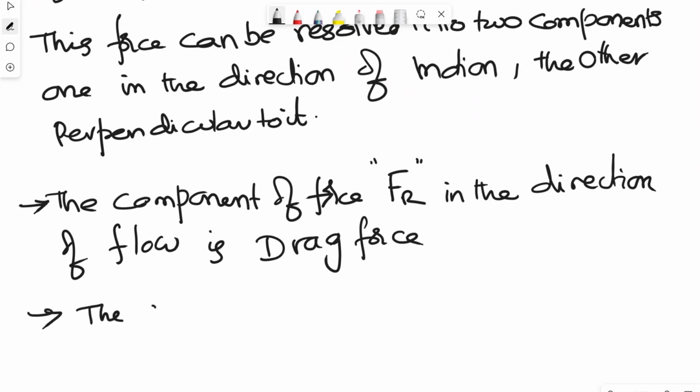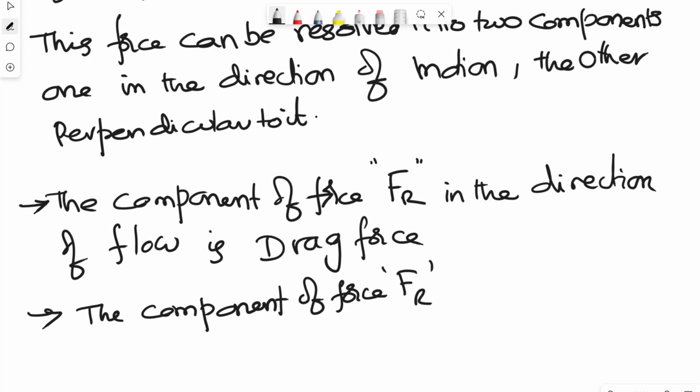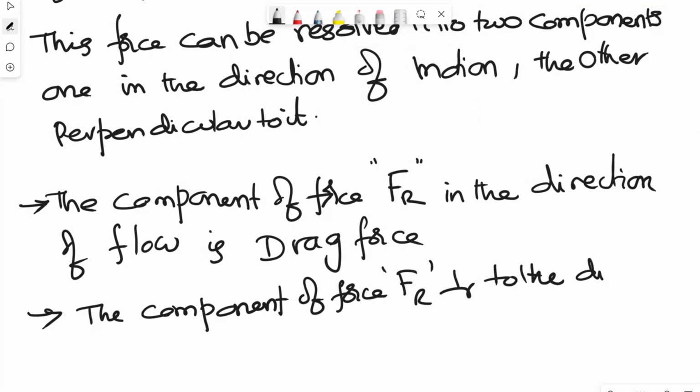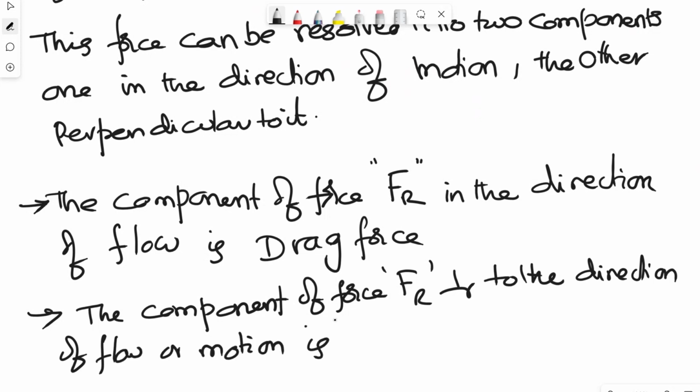The component of the force perpendicular to the direction of flow or motion, whatever it is, is the lift force. I have shown there also how the drag and lift will be. So both I have shown.